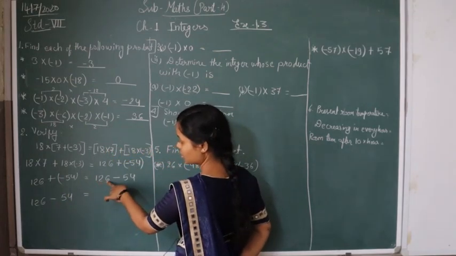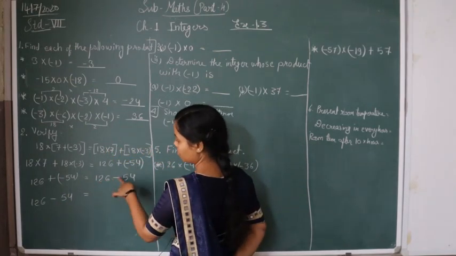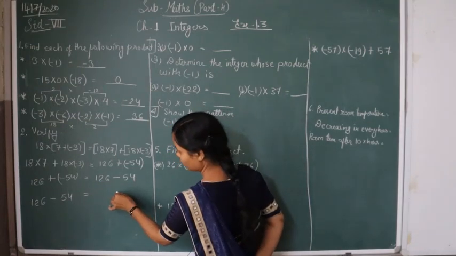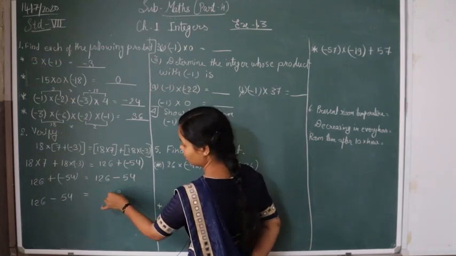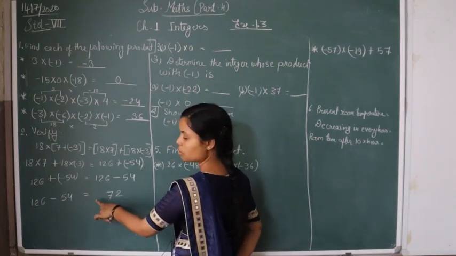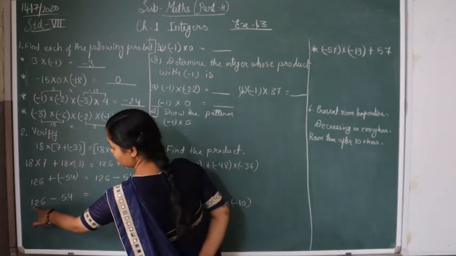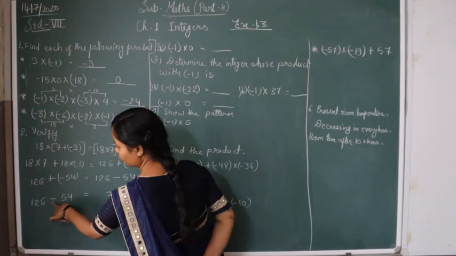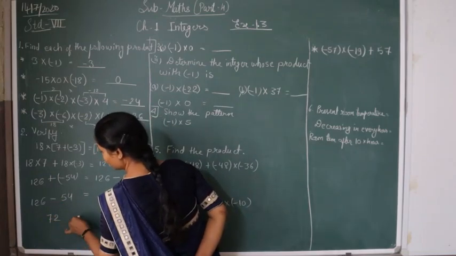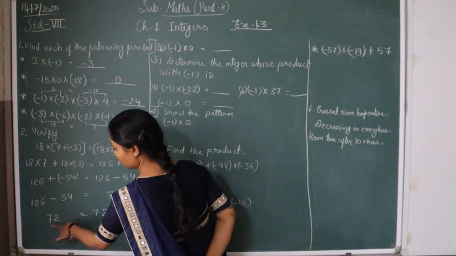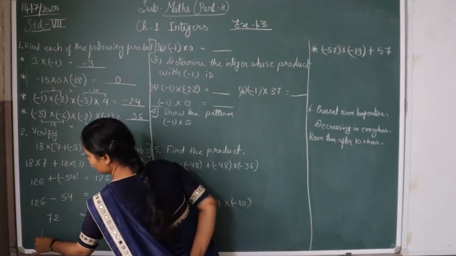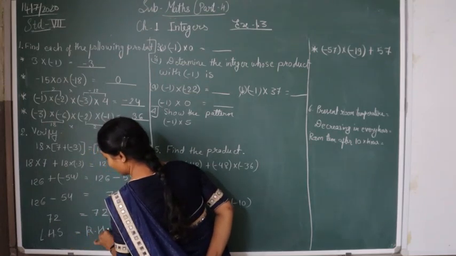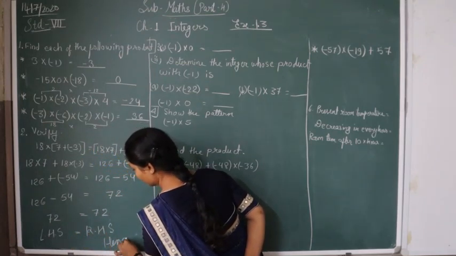Then 126, 54 is subtracted from 126. 6 minus 4 is 2. 12 minus 5 is 7. The bigger digit's symbol, which is plus. Here also 126 and 54. When we find the difference of this, we get 72. So both are equal. LHS is equal to RHS. Hence this is verified.